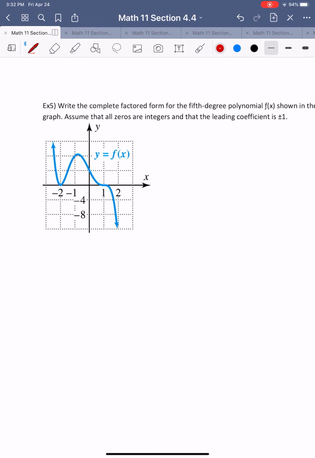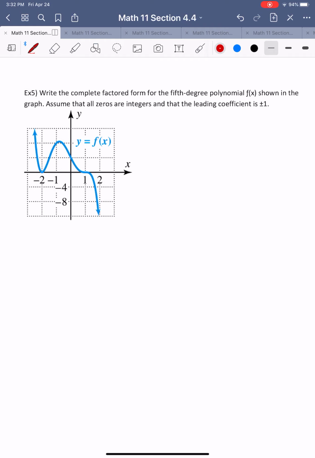So write the complete factor form of the fifth degree polynomial f of x shown in the graph. Assume that all zeros are integers, and that the leading coefficient is plus or minus 1. So let's look at the zeros first. This is a zero and this is a zero.